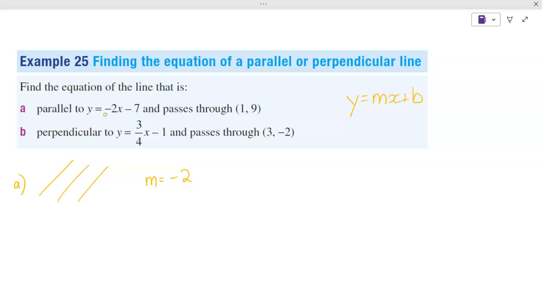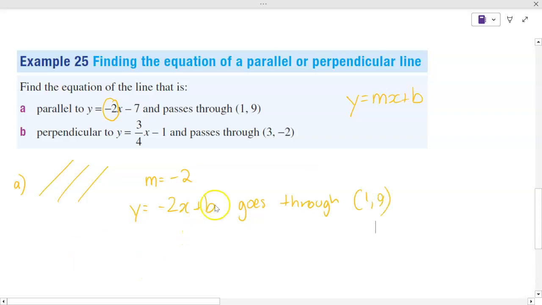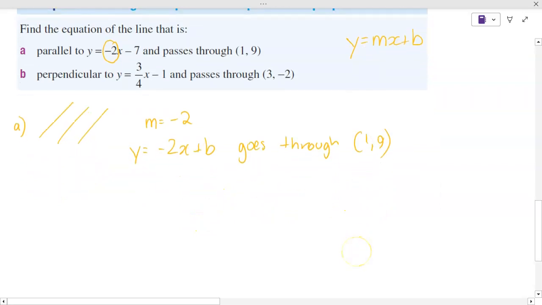So I'm going to write that in my equation. I want a line that looks like y equals minus 2x plus b. So we want that minus 2 in our line, but our line might have slid down a little bit or moved up a bit from where this one is, and it must pass through 1, 9. It needs to go through 1, 9. So what you'll notice is in my equation here, I don't have a number for b yet, but I do have that it goes through 1, 9. So I'm going to put the point 1, 9 into my equation, remembering that x is the first number and y is the second.